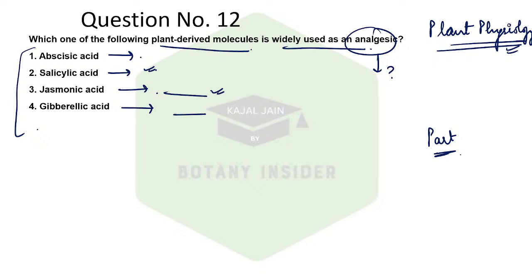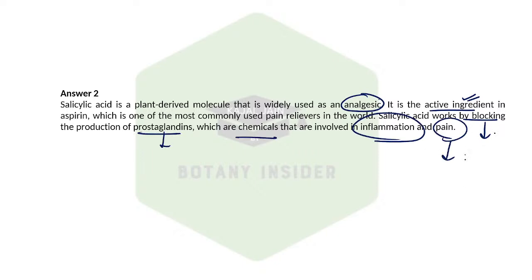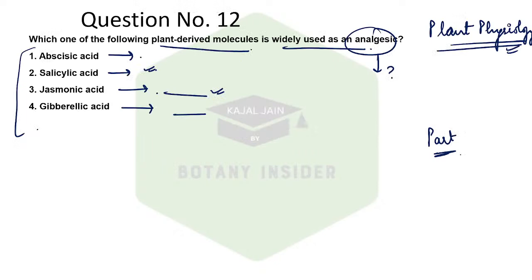Okay, let's look into the answer. Very simple. The answer is salicylic acid. It's a plant-derived molecule that is widely used as an analgesic. It is an active ingredient in aspirin, which is one of the most popular pain relievers in the world, right? It works by blocking the production of prostaglandins, which are the chemicals involved in your inflammation and your pain. Okay, keep it.